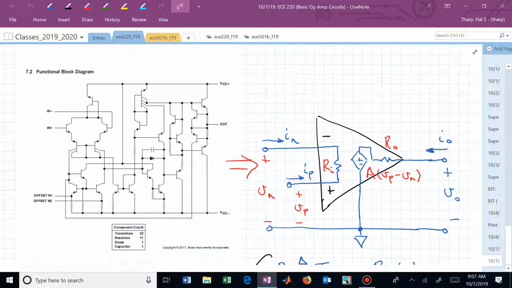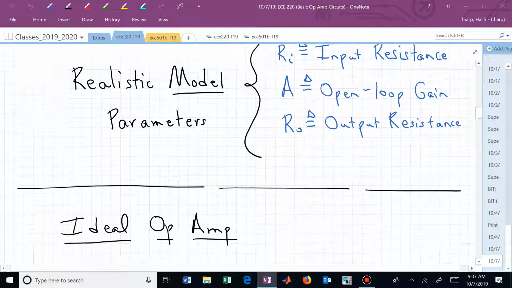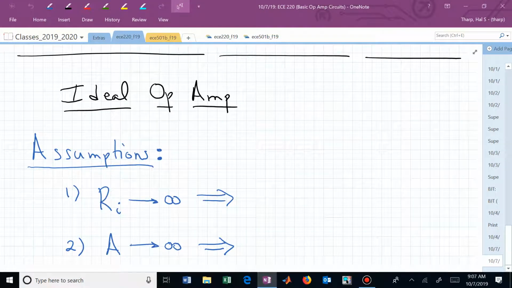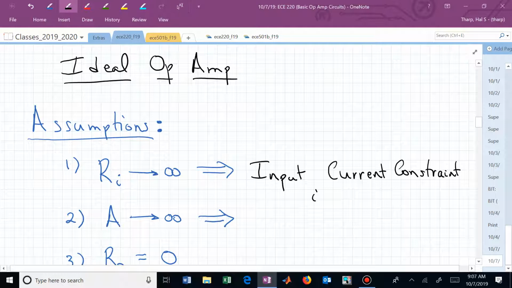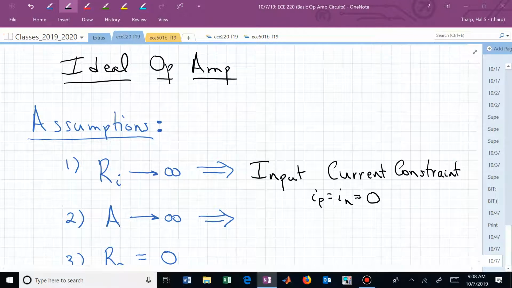That basically opens up that resistor, doesn't it? If we just remove that, we would have infinite impedance. Now we have no current flowing for I sub n or I sub p, and that gives us our input current constraint. So when we think of the input resistance going to infinity, we have an input current constraint, which really translates into us saying that we have zero current going into the input terminals of an op-amp.